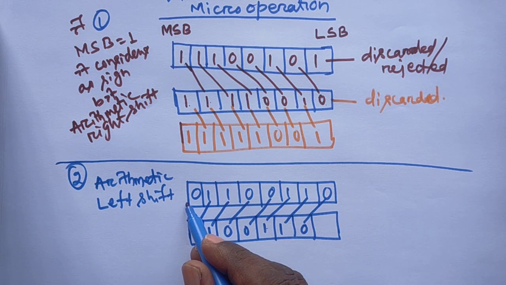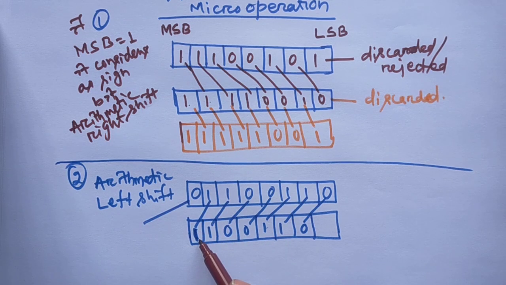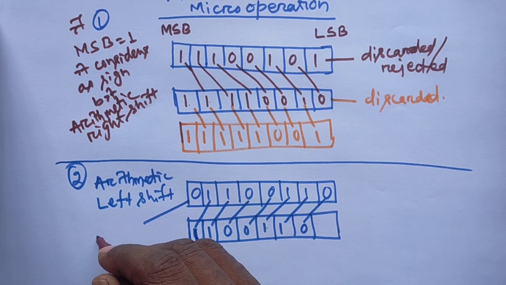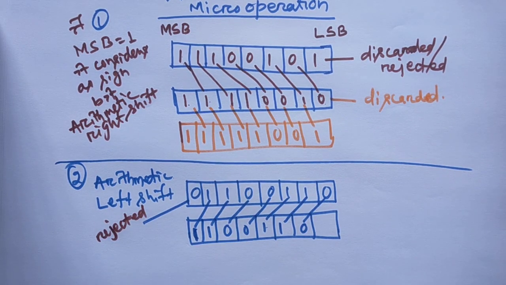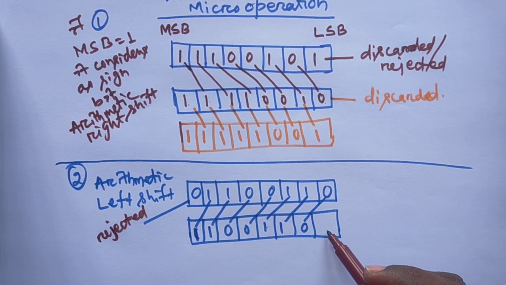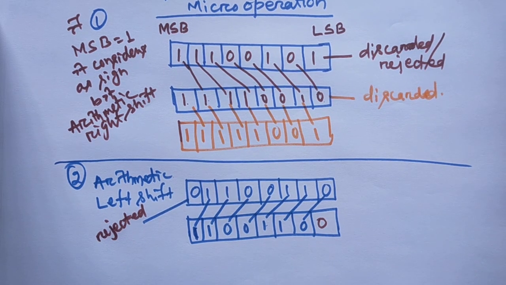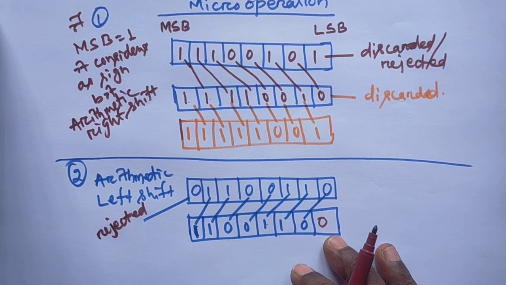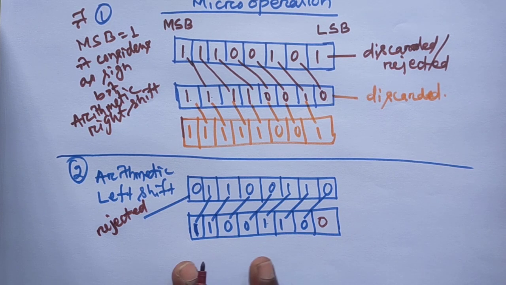So what happens, you see, this will be discarded because there is no space to shift this 0 into this bits number. So it will be rejected or discarded, we can consider. But here you see some space is vacant. In that case, since it is vacant, we add a 0 in this vacant space here. So now the arithmetic left shift is over.